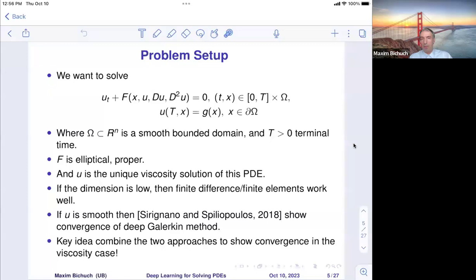If the solution was smooth, right, in addition to viscosity, we would know somehow that it's quite smooth, then we can use the Soriano and Spiliopoulos method to show convergence of the deep Galerkin method. But now the key idea is somehow to try and combine these two approaches and show convergence, but without requiring smoothness, but really only in the viscosity case.